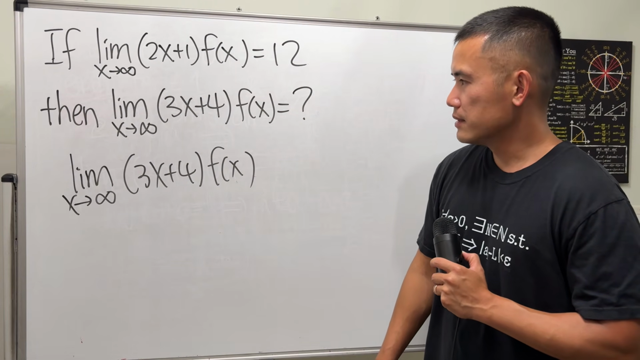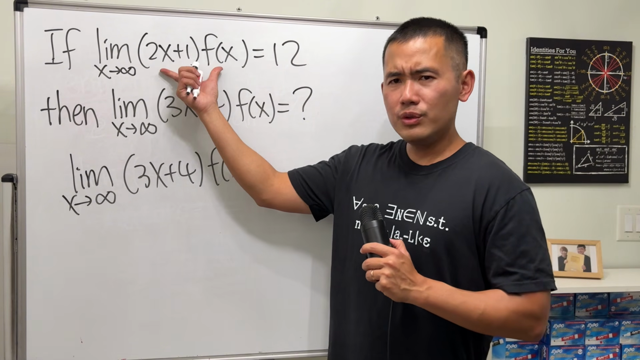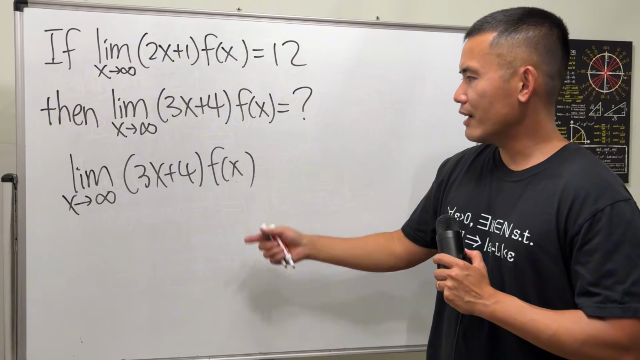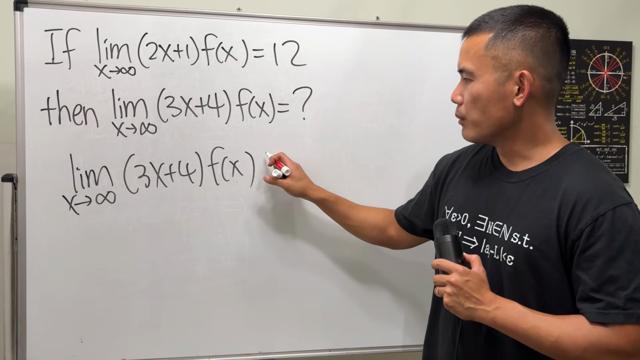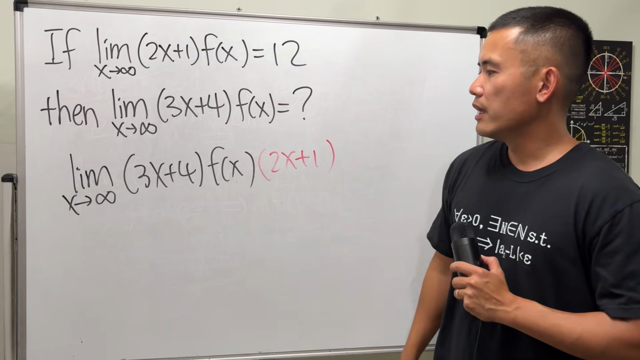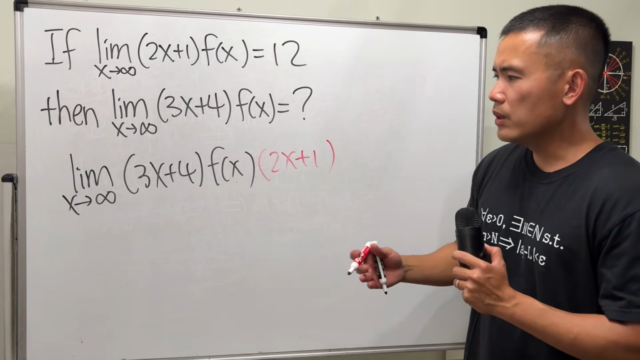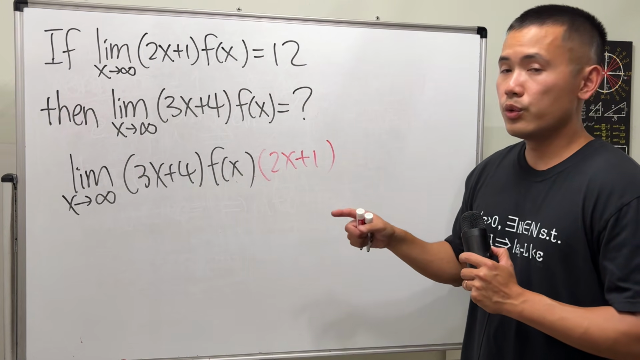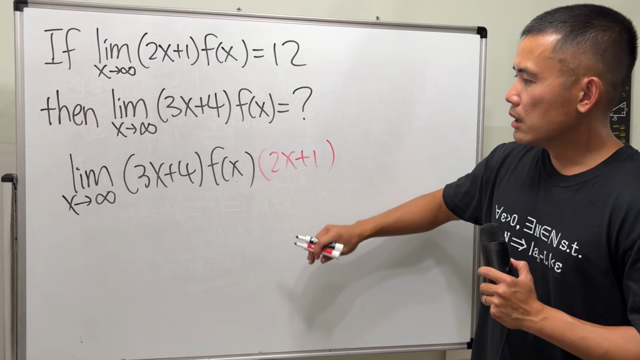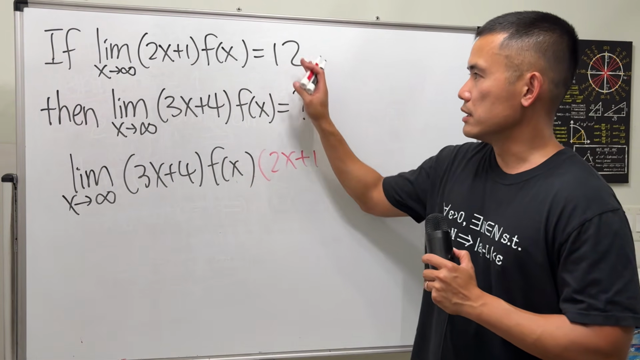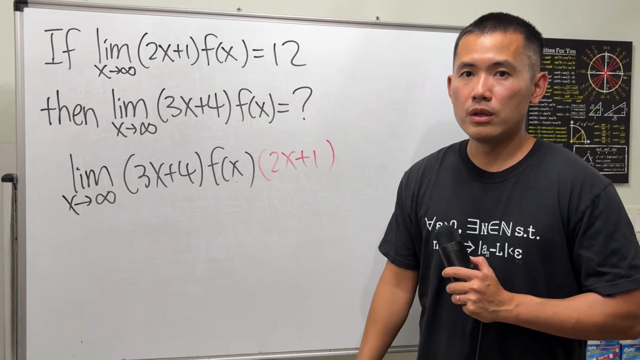But anyways, we have to utilize this right here, which is 2x + 1. I don't have that, so why don't I multiply this part by 2x + 1 as well? And then we can just try to use the limit law, which is the limit of a product is equal to the product of the limits. If you don't have this, the limit of this thing is equal to 12. We know that really well.